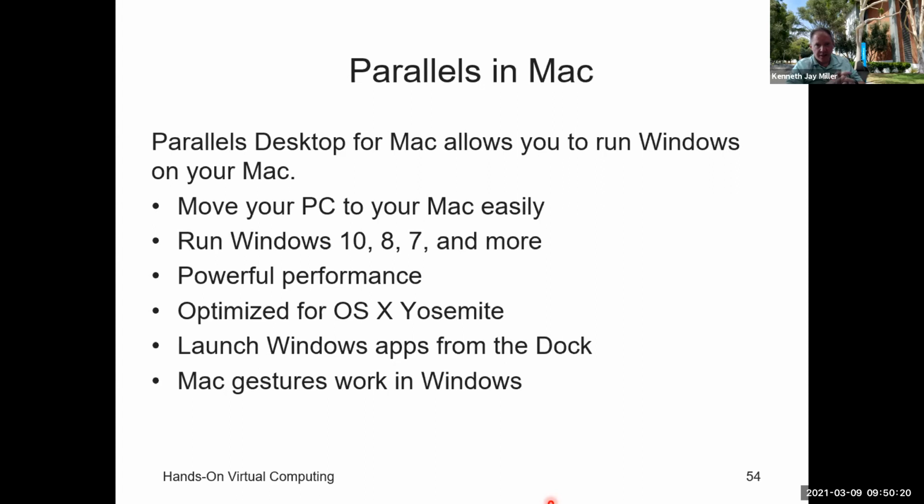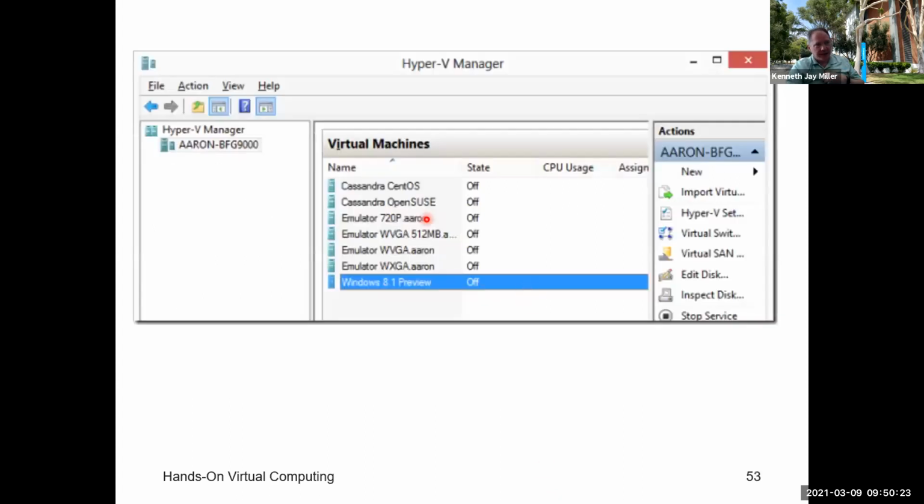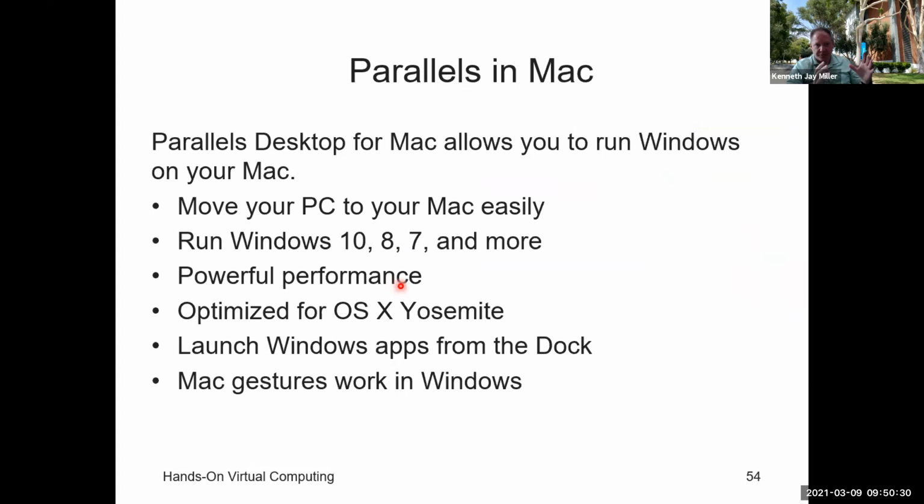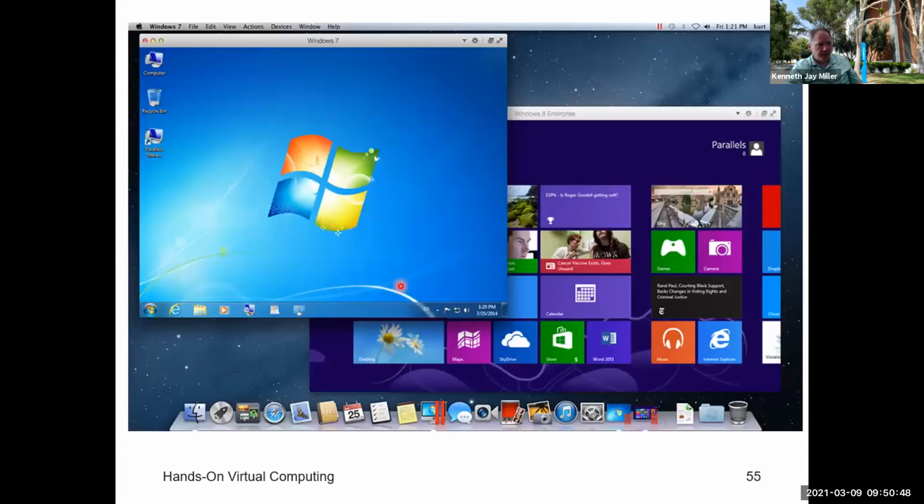When you run Windows 8, or when we launch ESXi, you can tell you're in a different operating system because it looks totally different. There's no blending of one OS with the other. With Parallels, it's very blended. I mean, they look like they're built together. So very, very powerful. Here's Windows 7, Windows 8, all within my Macintosh machine, and it runs seamlessly.